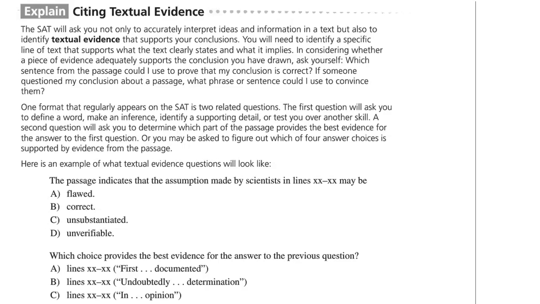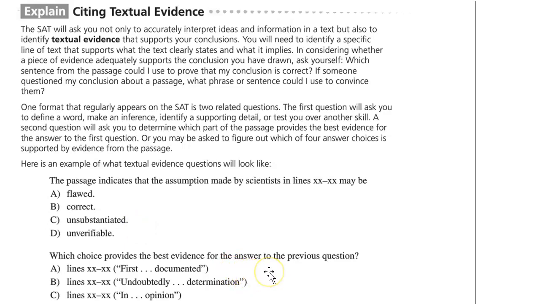One format that regularly appears on the SAT is two related questions. The first question will ask you to define a word, make an inference, identify a supporting detail, or test you over another skill. A second question will ask you to determine which part of the passage provides the best evidence for the answer to the first question. Or you may be asked to figure out which of the four answer choices is supported by the evidence from the passage. So below you can see two types of SAT questions that you might find, and they're kind of paired up. So the passage indicates that the assumption made by scientists in lines X may be, and you're choosing what it's indicating, and then you're going to find that correct evidence.